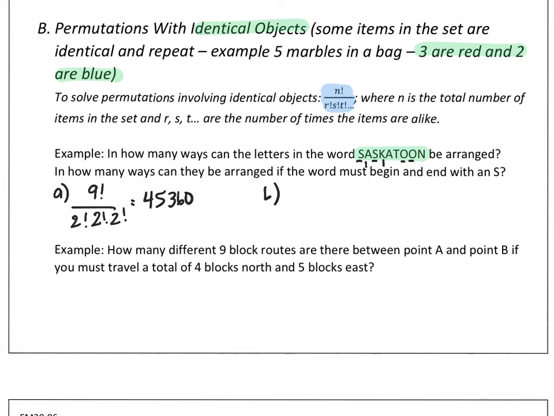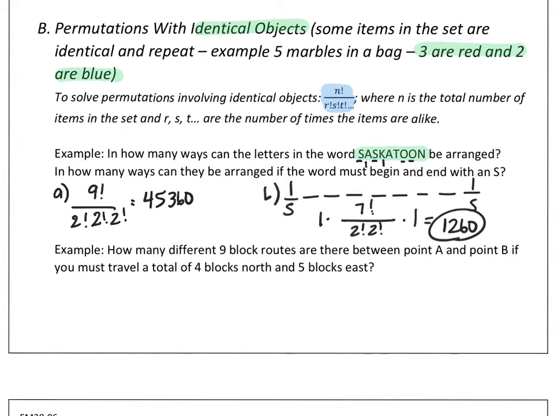The second part of this question says, in how many ways can they be arranged if the word must begin and end with S? So in my 9 letters, 1, 2, 3, 4, 5, 6, 7, 8, 9, I must have an S at the beginning and an S at the end. So there's one way to do that and one way to do that because we can't tell them apart. And then for all of the middle ones, I've got 7 letters left. So 7 factorial divided by, my S's are out, but my A's and my O's still repeat. So it ends up being 1 times that times 1, which is 1,260.